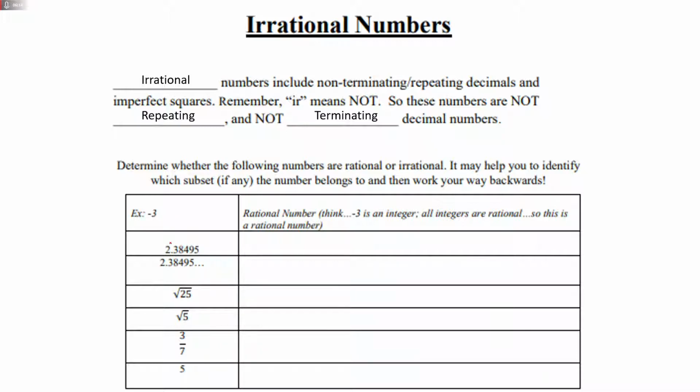So here I have a decimal. I know it's going to be rational or irrational, but we have to make sure this decimal doesn't go on forever. It doesn't. It's terminating, right? So because it's terminating, it's rational. But the next one looks exactly the same, except it has these 3 dots. Those 3 dots tell me that it goes on forever and there's no pattern. Because it goes on forever and there's no pattern, it's irrational.